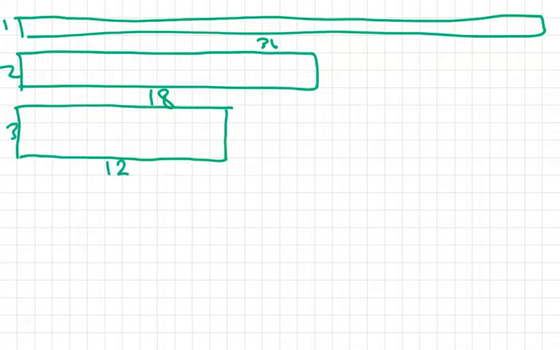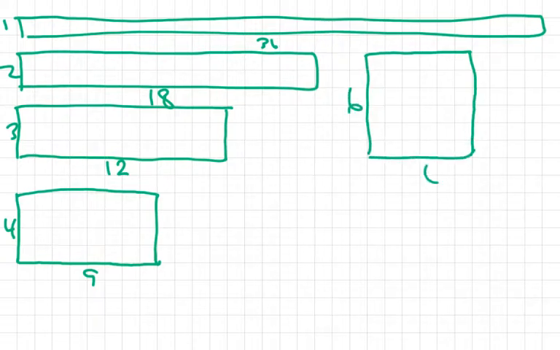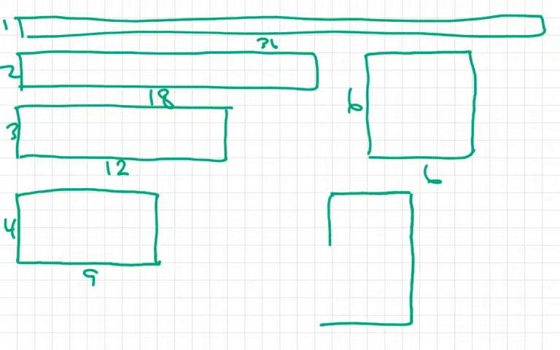Or we could do 4 and 9. We could do 6 and 6, because their area all has to be 36. Or we could do 4.8 and 7.5. The way I got that number was I just did 36 divided by 7.5, and that was 4.8. So 1, 2, 3, 4.8, and 1, 2, 3, 4, 5, 6, 7.5. Okay, and that was 7.5 by 4.8.